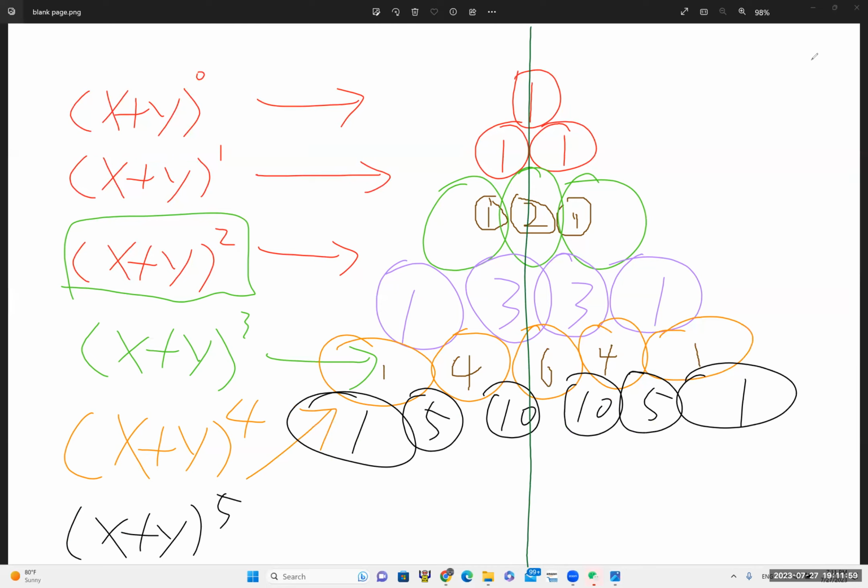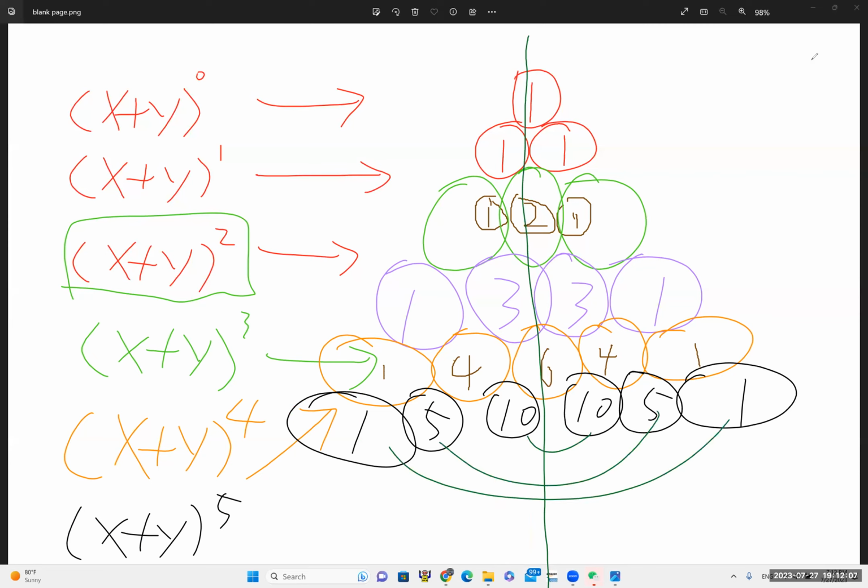Suppose you say symmetry, symmetry. Anyway, it's an infinite triangle, a digital triangle.